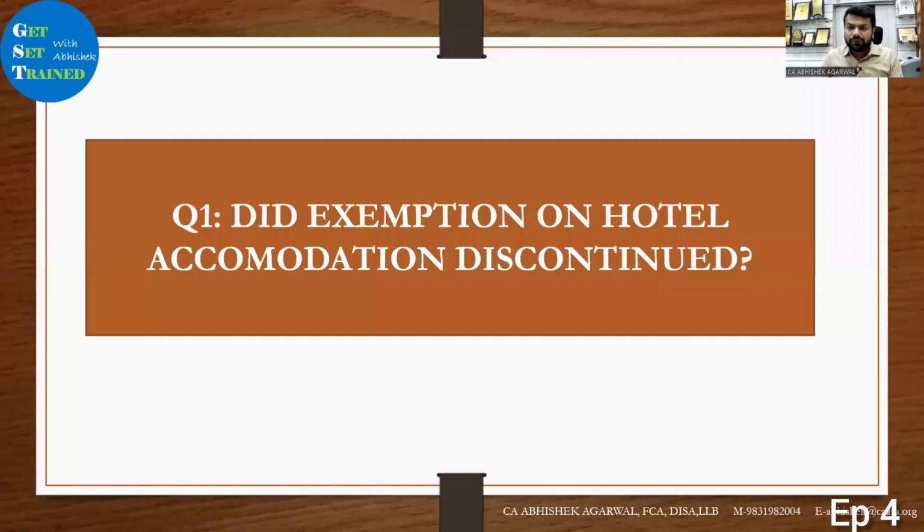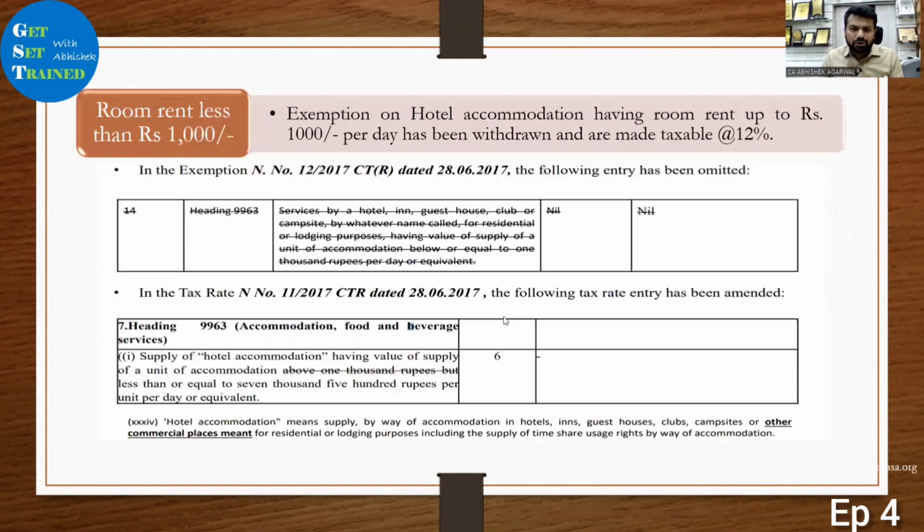Question 1. Did the exemption on hotel accommodation get discontinued? So I guess the viewer wants to understand that a hotel had an exemption, right? Post 18 July, is it still continued or not? Before 18 July, the exemption was on the room tariff below 1,000 rupees. So if a hotel's room charge was 1,000 rupees per night, that was exempted under GST. But now it is taxed at the rate of 12%.